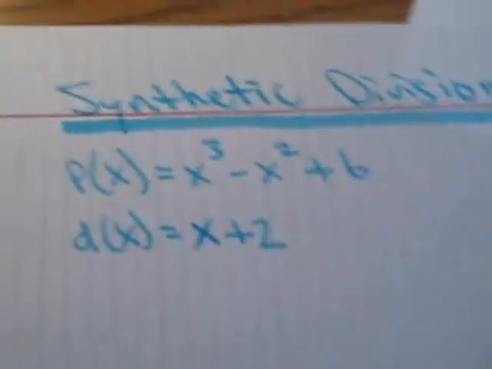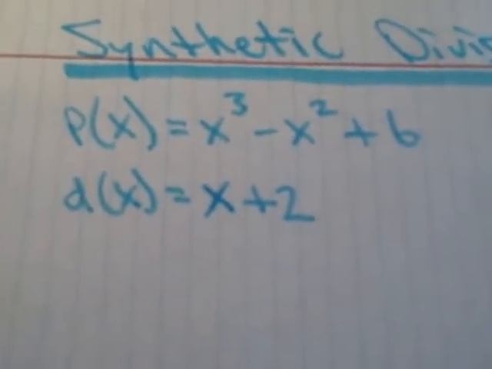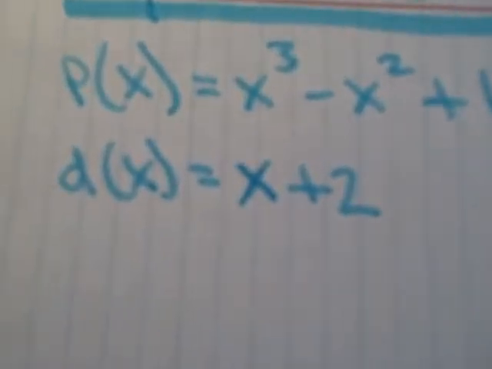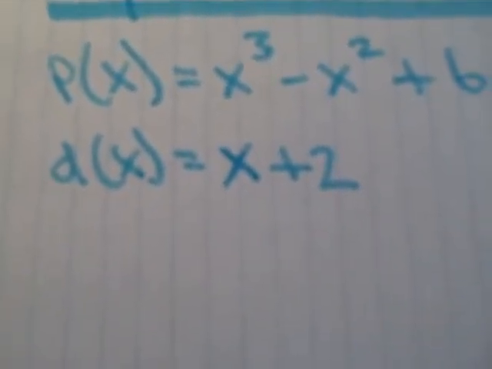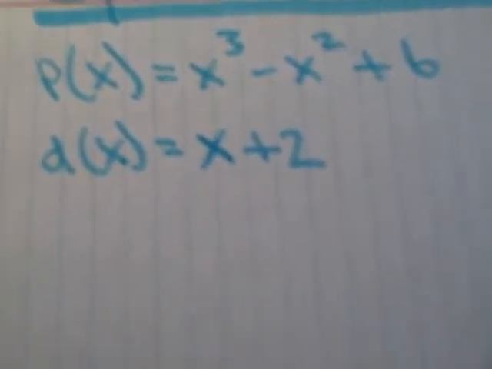Hello, my name is Paul, and I'm going to be showing you how to perform synthetic division and long division using the same problem, and they will both come out to having the same answers. So I'm going to first show you how to perform synthetic division. Our problem is p of x, which equals x cubed minus x squared plus 6, and d of x, which equals x plus 2. And we are going to divide p of x by d of x.